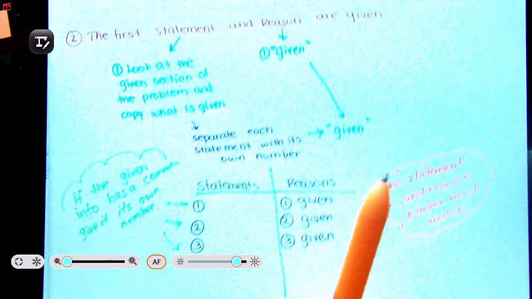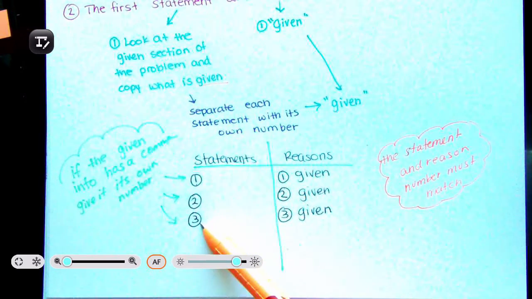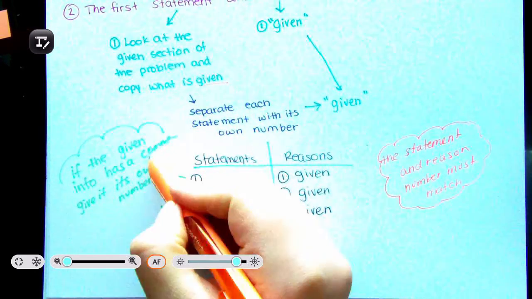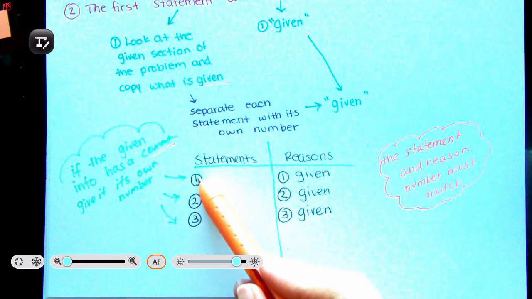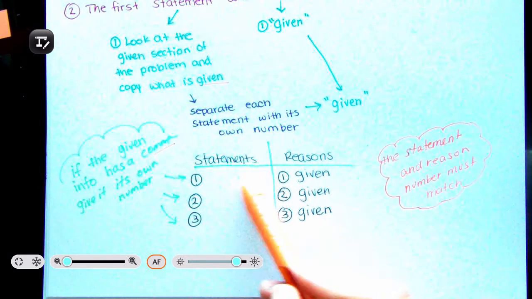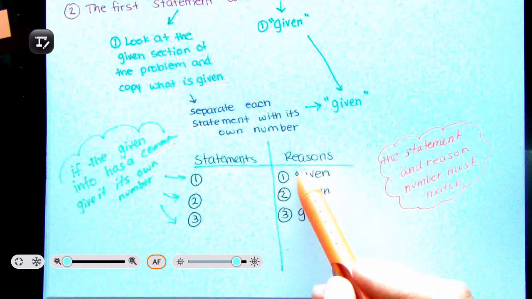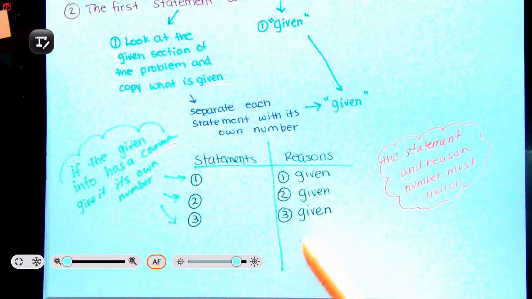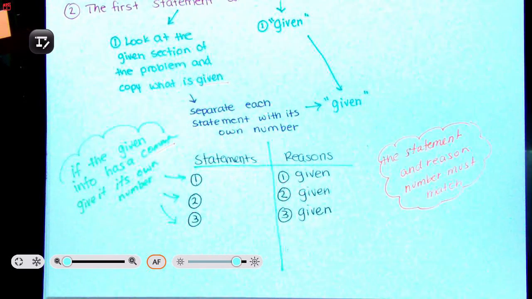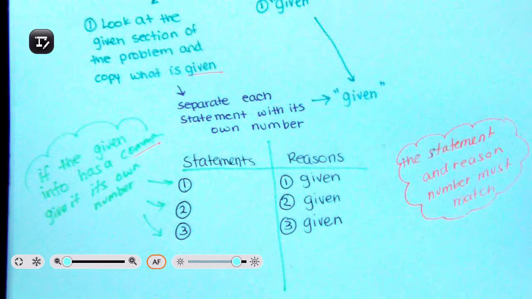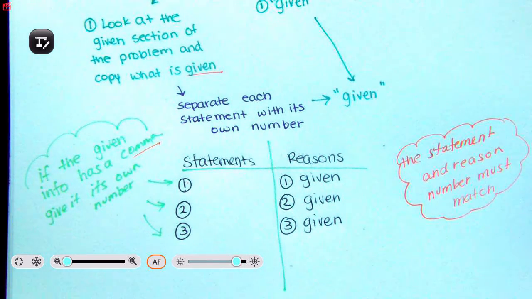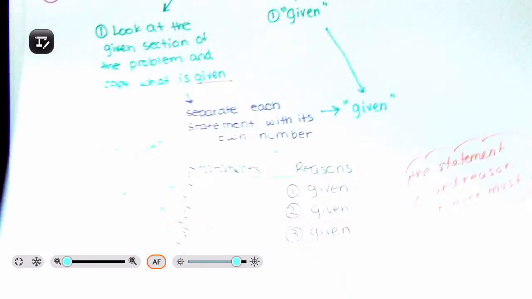So if, for example, they give you 3 statements that are separated with commas, you are writing 1, 2, 3. Each statement gets its own number. Each statement gets its own reason. Okay? So now we are going into the meat of the problem. We have the beginning. Now we're going to the middle before we go to the end.